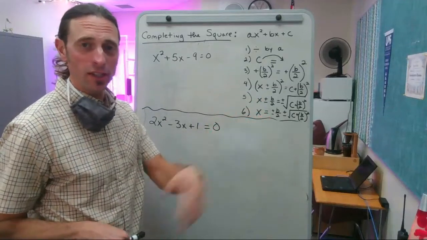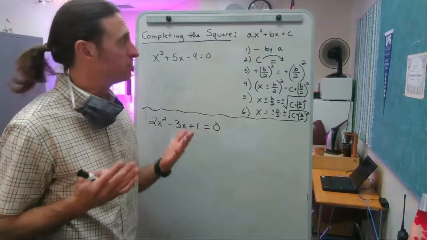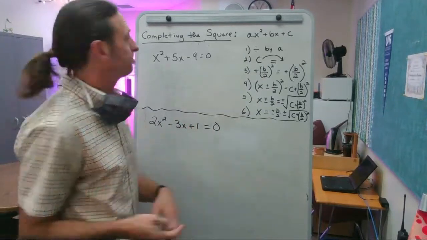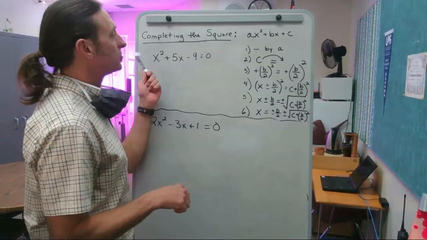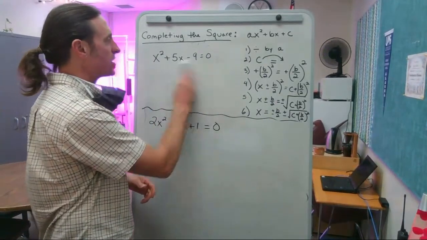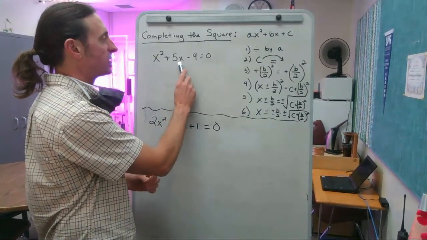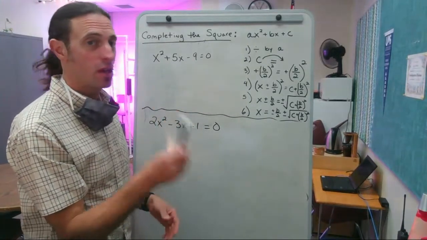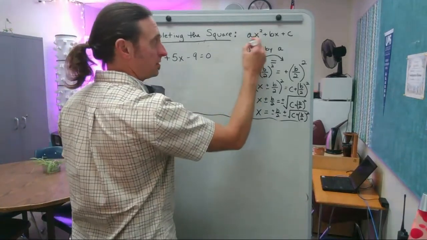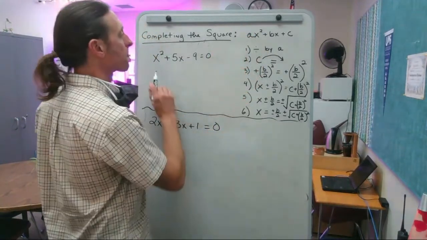Hello again, learners. In this short video, I want to show you how to complete the square, an invaluable way to solve a quadratic. Let's just do a problem and I'll show you where it's coming from. I have an equation, x squared plus 5x minus 9 equals 0. Make sure your equation is set to 0. That should be like a pre-step. Pre-step, set it equal to 0.